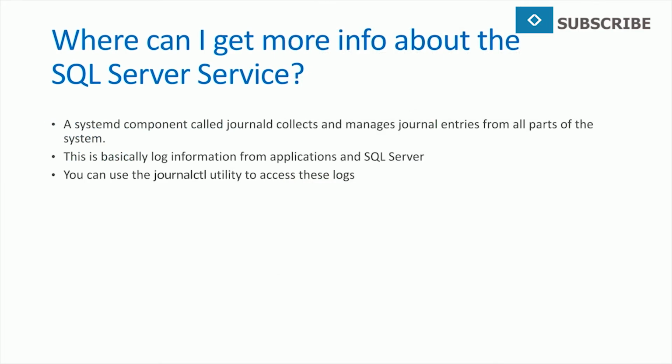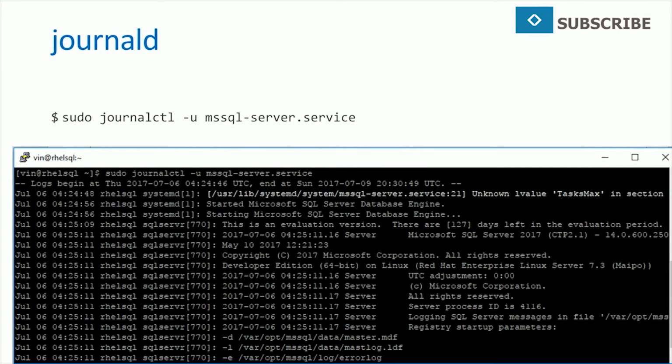So where can I get more information about the SQL Server service? At this point we know how SQL Server is managed and run, right? One thing you might ask is, well, how do I get more information about SQL Server as it's running, right? What logs are there on the Linux system? One tool that you could use is journalctl and journald, right? Most of the applications that are managed by systemd will also have logs taken in from the applications or services that it is managing.